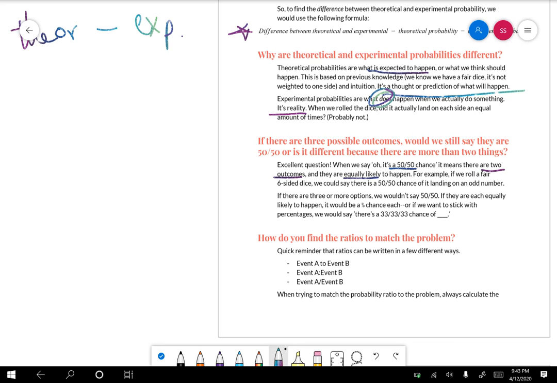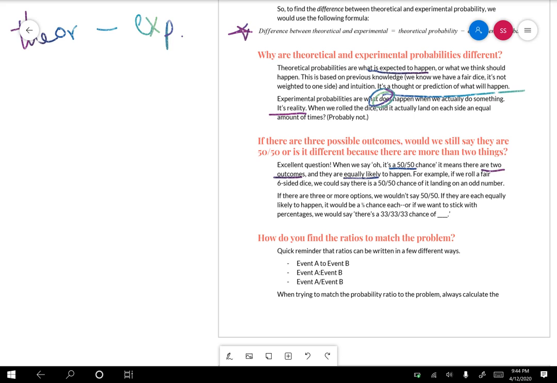50-50, 50% and 50%. For example, if we roll a six-sided dice, we could say that there's a 50-50 chance of it landing on an odd number because there's the same amount of odd numbers as even numbers. If there are three or more outcomes, though, we wouldn't say 50-50. If they're each equally likely, and let's say there's three outcomes, there would be a third chance of each. Or if we want to stick with percentages, we could say there's a 33% chance of something happening.